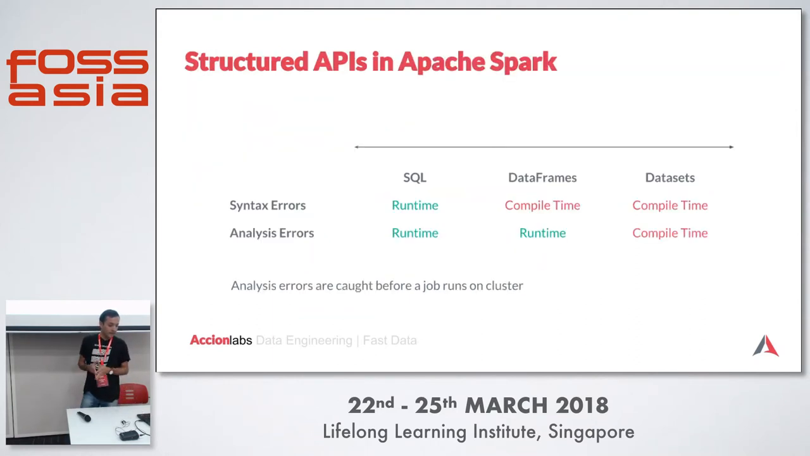So we'll compare Spark SQL, DataFrames and Datasets, and how they catch errors. When you use Spark SQL, syntax errors will be caught at runtime. Also, analysis errors will be at runtime. DataFrame catches syntax errors at compile time, but analysis errors at runtime. When I talk about syntax errors and analysis errors, you are querying some table which doesn't exist, or you are trying to query a view which is not there in the Spark context, or you are trying to read some columns, or apply some transformation on columns, which are not there.